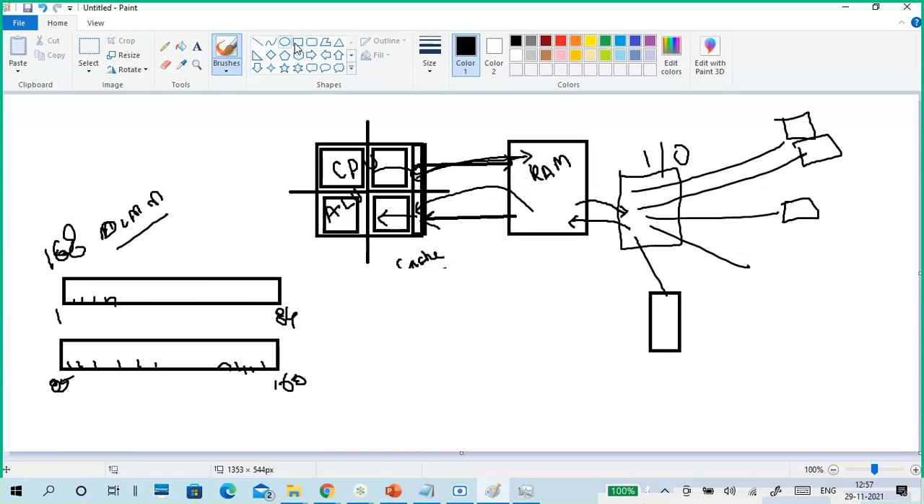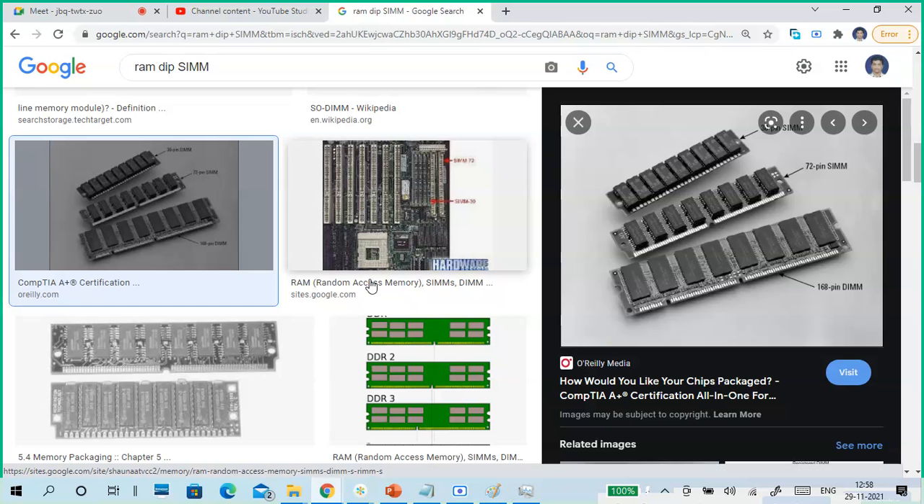In a SIMM package it is different. In a SIMM package it is 1 to 72, 72 means 72 only. If you reverse it again, it shows 72 to 1 like this. So that is a different type of package.